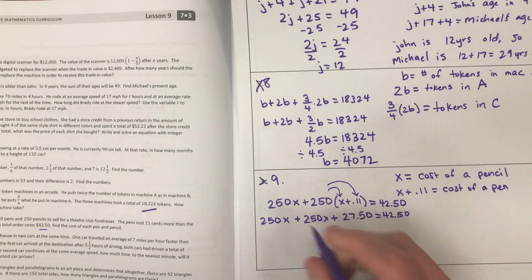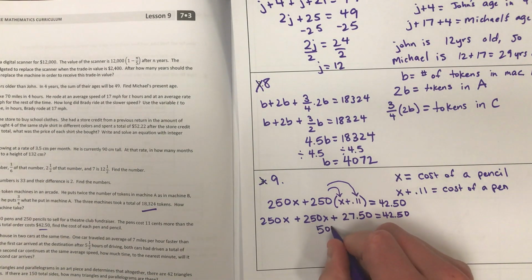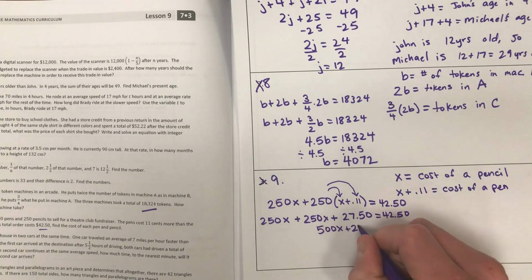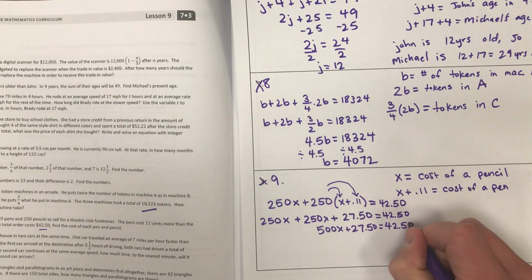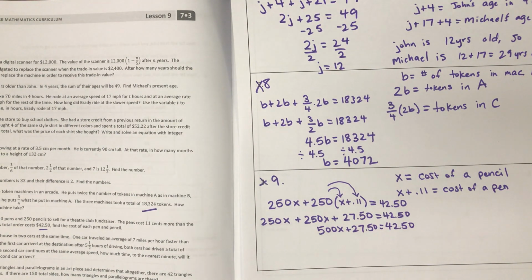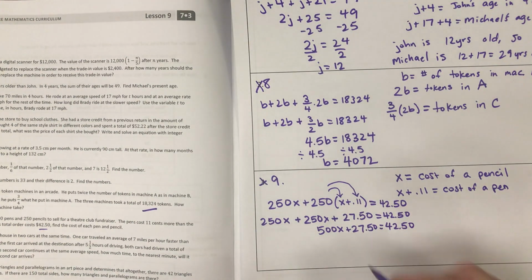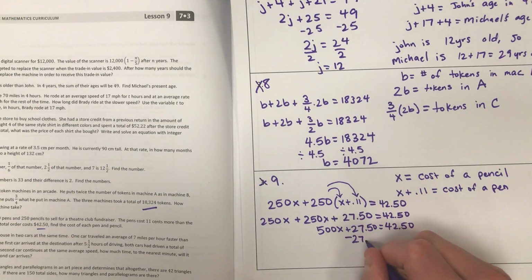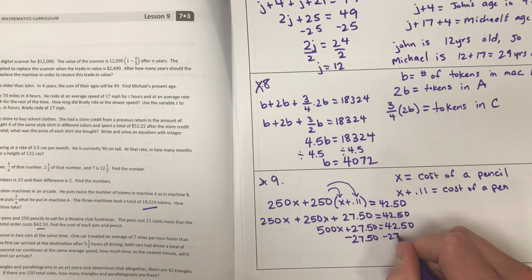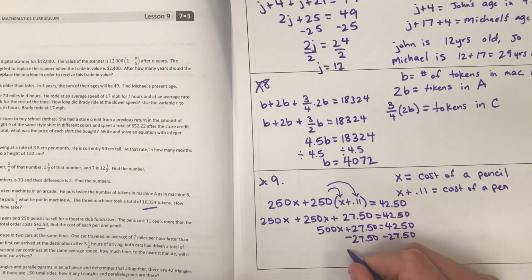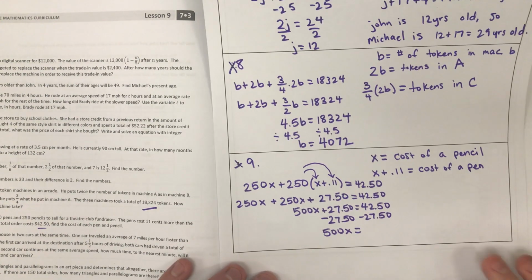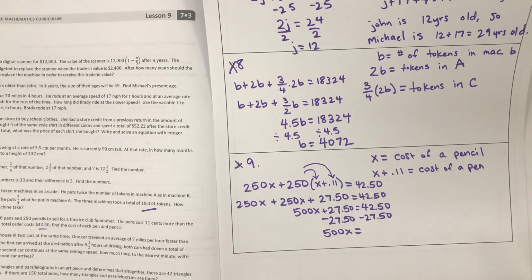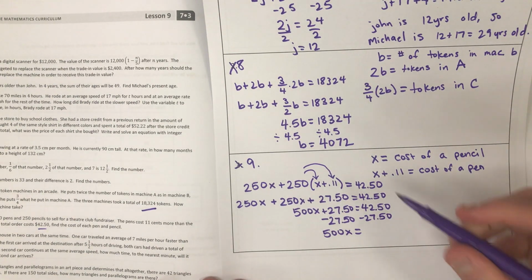So now let's combine these x's. We have a total of 500x. And we're still going to add 27.50 to that. And that's still supposed to equal 42.50. And now that we have the left side of this equation in standard form, let's subtract 27.50 from both sides. And so I'm still going to have 500x on this side, but the positive and negative 27.50s will cancel each other out. They make zero, they're additive inverses, however you like to think of it.